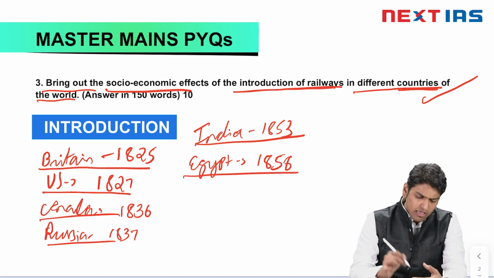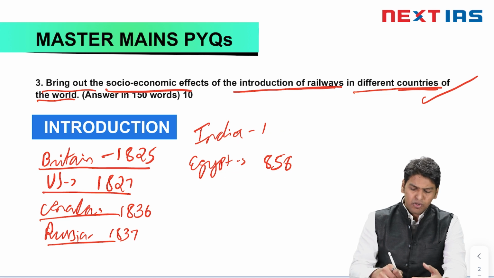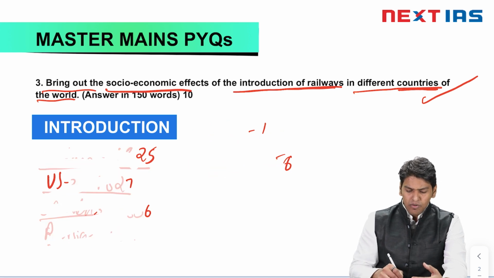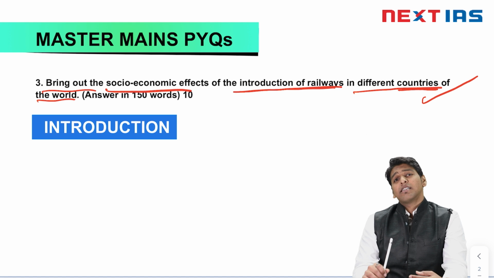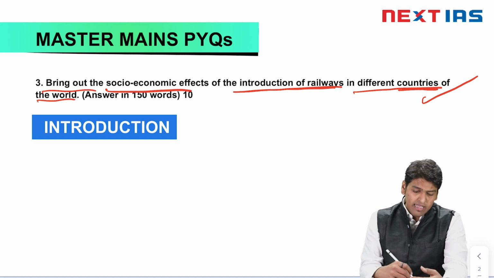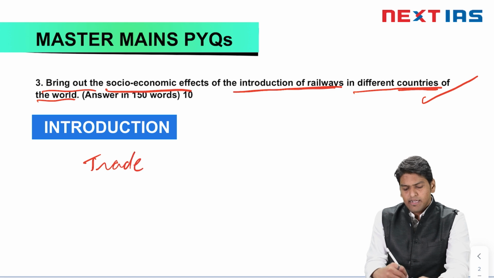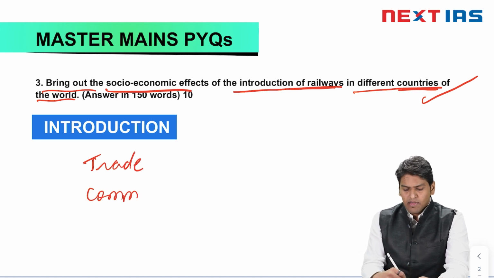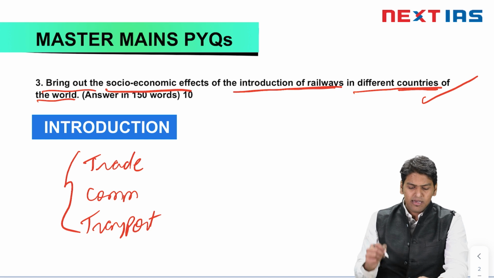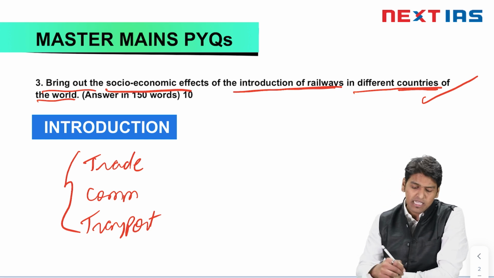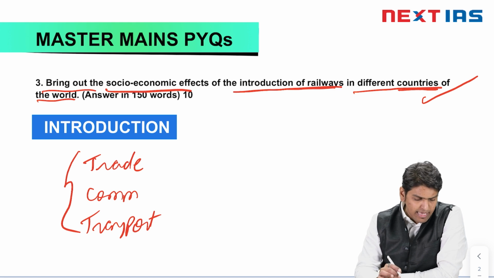Next, we should see what to write in the introduction in this question. Here you can talk about how the introduction of railways has had a very strong impact in different dimensions, as in trade, communication, and transport. You can start by saying the contribution of railways in the development of these three domains. That would be your introduction.